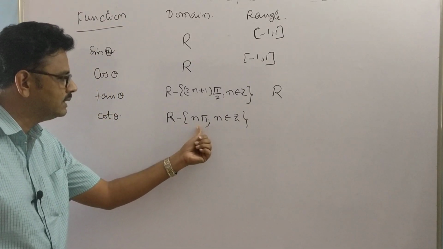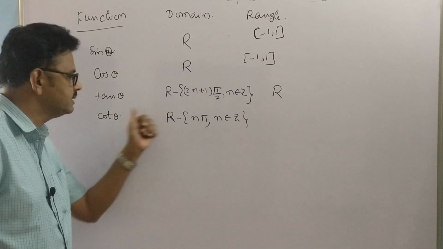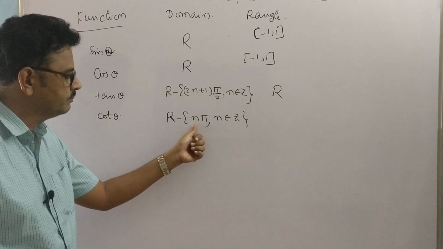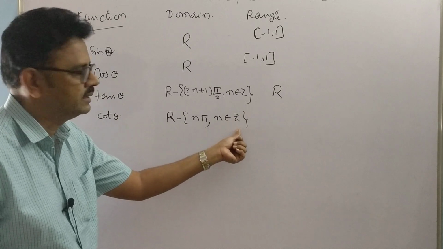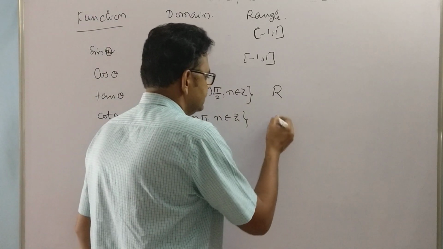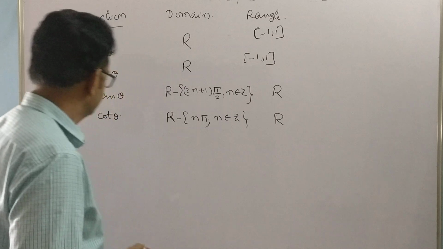That is R minus n pi, which means theta is equal to n pi. R minus theta is equal to n pi, where n belongs to integers. Range is the set of all real numbers.